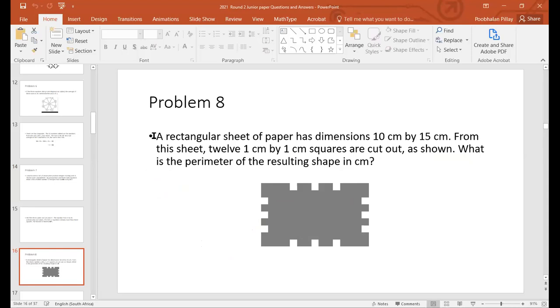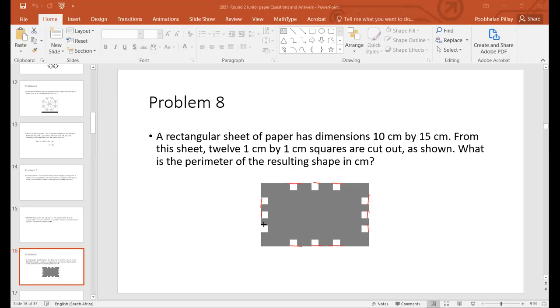Okay, a rectangular sheet of paper has dimensions 10 by 15. Okay, there is a rectangular sheet of paper, but lots of things have been cut out from here. So we're referring to this large rectangle. So what was the original rectangle? Let's just draw that rectangle, which was there. So that was the original rectangle. And then these pieces, it says here, from this sheet, 12 squares have been cut out. You can see each side has got 3 squares cut out.